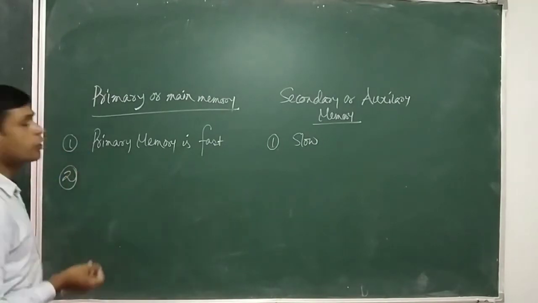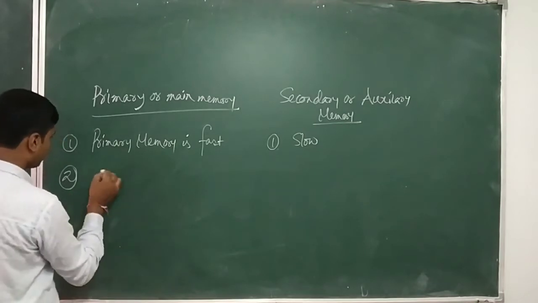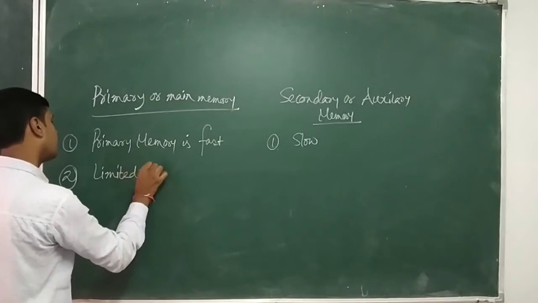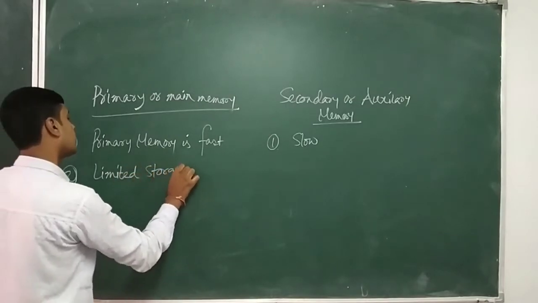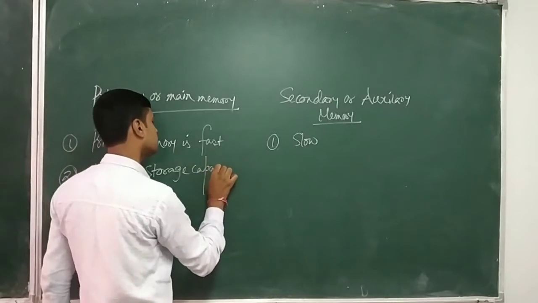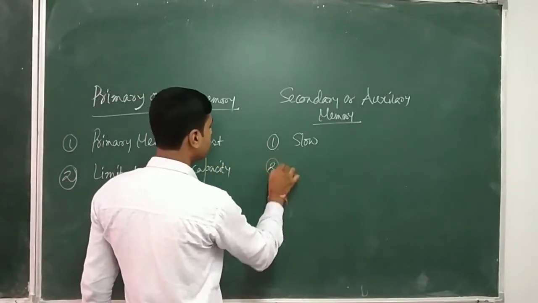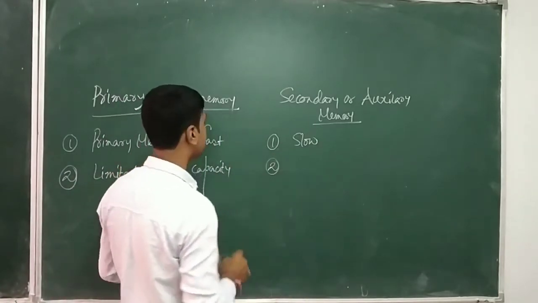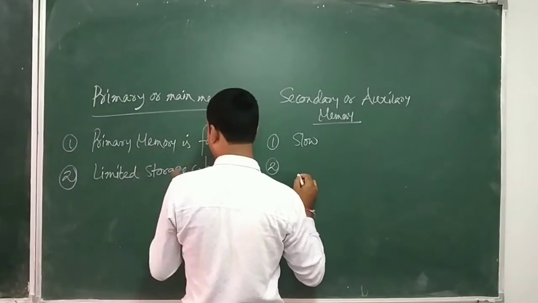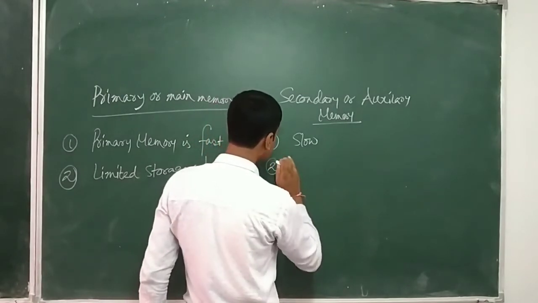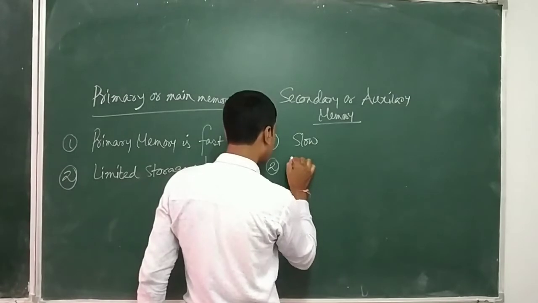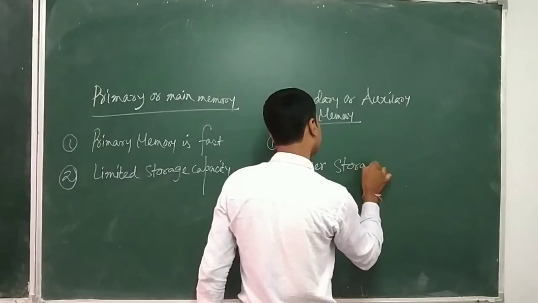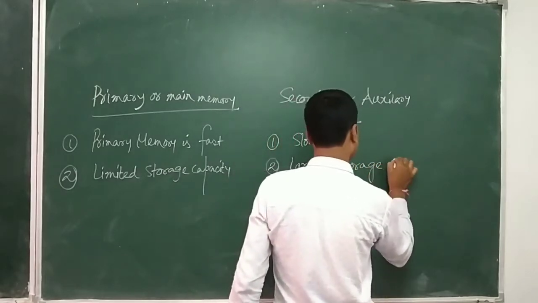Next, number 2, the storage capacity of primary memory is low. Limited storage capacity. Whereas the storage capacity of secondary memory devices is higher than primary. Here it can store a large amount of data, larger storage capacity.